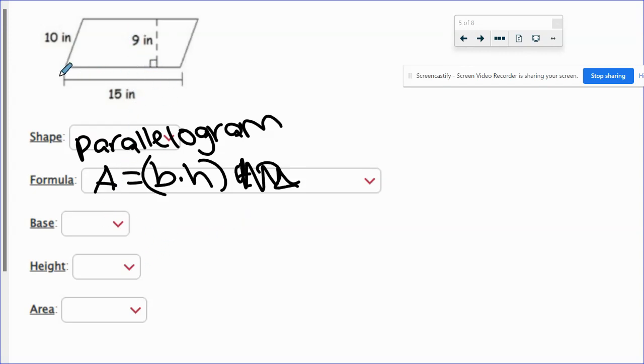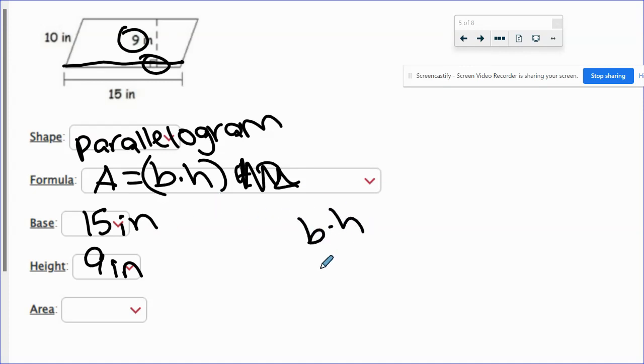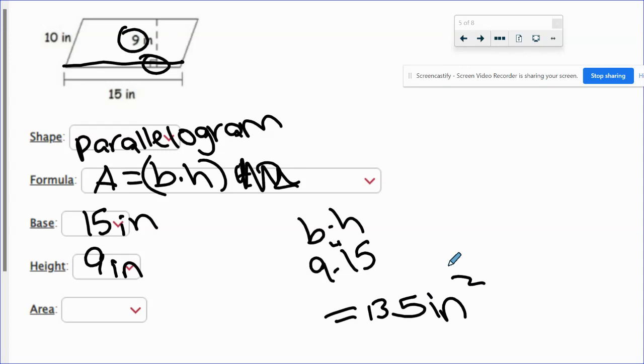All right, my base on the bottom here is going to be 15. And remember, it always makes the right angle. The height is always vertical, which would be 9. So base times height, or 9 times 15, would be 9 times 5 is 45. 9 times 1 is 9, plus 4 is 135 inches squared. Not divided by 2, only triangles are divided by 2.